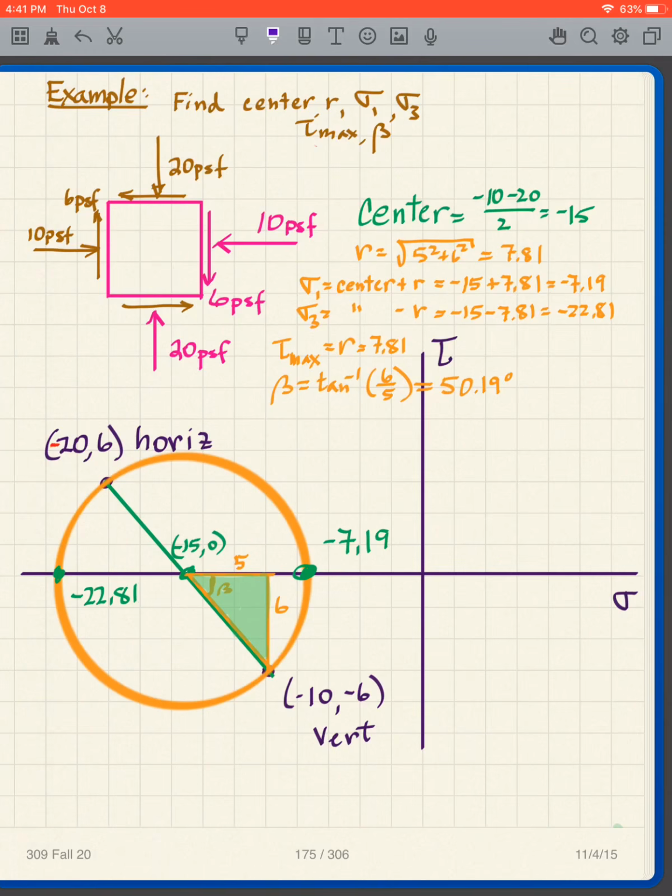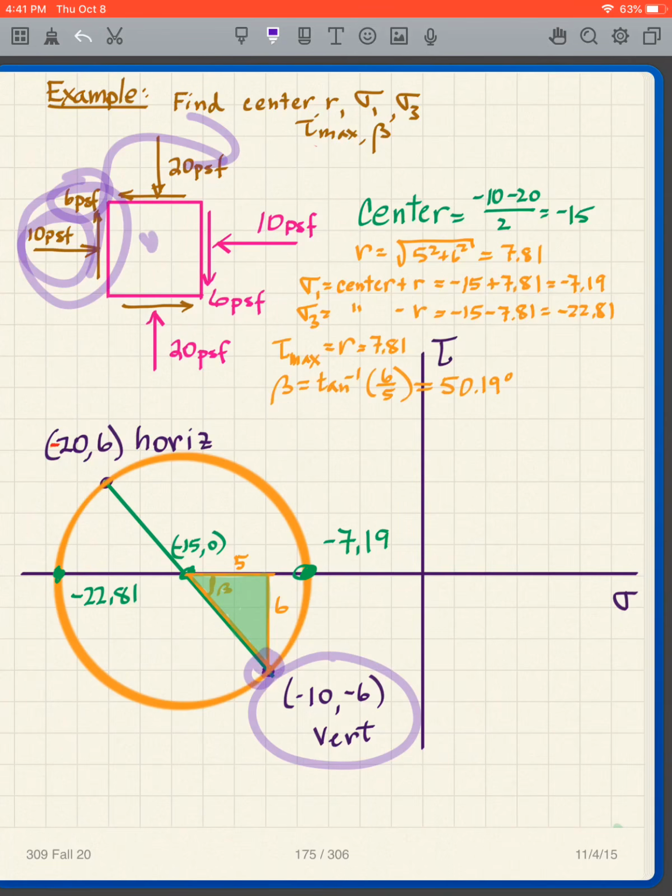So what do I have? I'll look at this vertical plane this time. It doesn't matter which vertical plane; I can choose either one. Okay, so what do I see? That is compression, so it's going to be -10. That is clockwise about the center, so that's negative 6. So on the vertical plane, I write negative 10, negative 6 for that one.